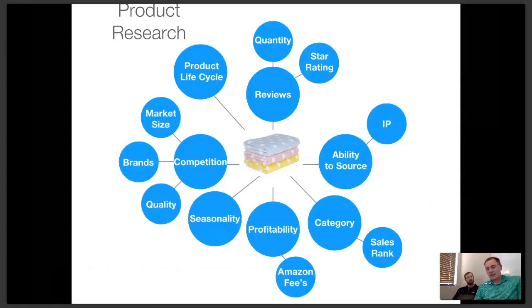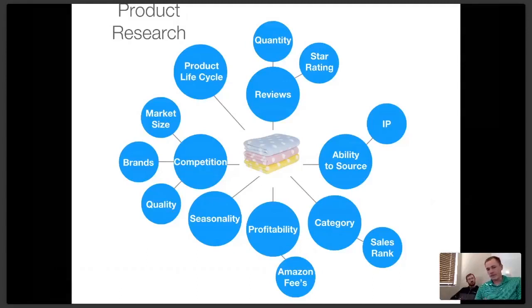Seasonality, the different categories, right? Is this a category that is going to require certain things to ungate it? Is it a special category that's going to require things like FDA approvals? All the different regulations that go behind that. And then again, things like reviews. How many reviews do I need to get to be competitive?